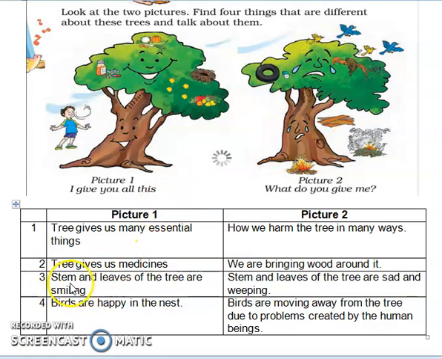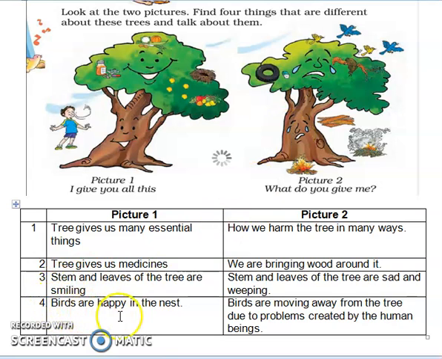Next, in picture 1, the stem and leaves of the tree are smiling. See, these stems, these leaves, this trunk, these are all happy in picture 1. But let us see in picture 2. Stems and leaves of the tree are sad and weeping. As you can clearly see, in picture 2, these leaves, stem and trunk are all sad, all weeping. Okay, see this weeping.